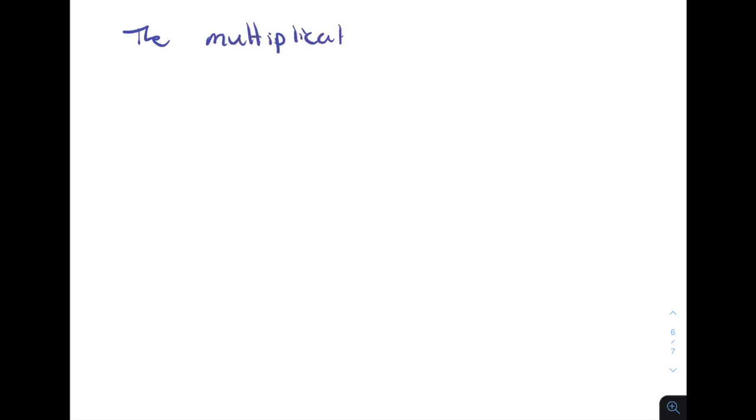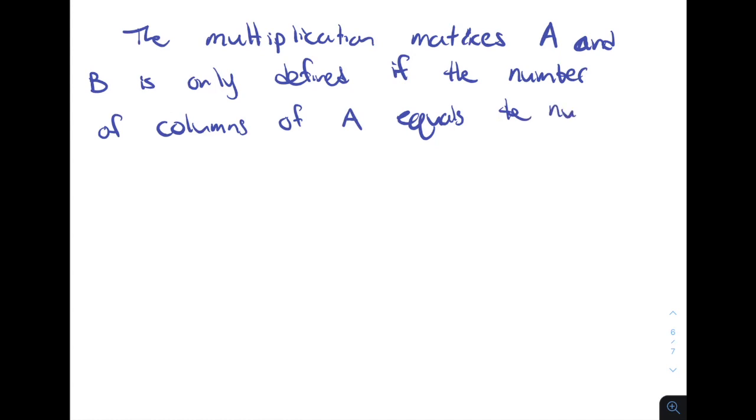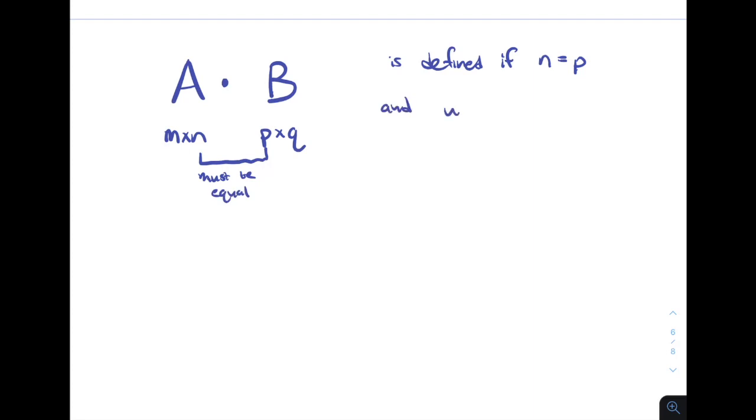The multiplication between matrices A and B is only defined if the number of columns of A equals the number of rows of B. In general, a matrix A times a matrix B, if A has dimensions m by n and B has dimensions p by q, will be defined if n equals p and will have dimensions m by q.